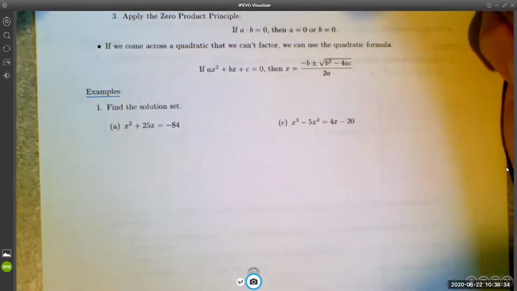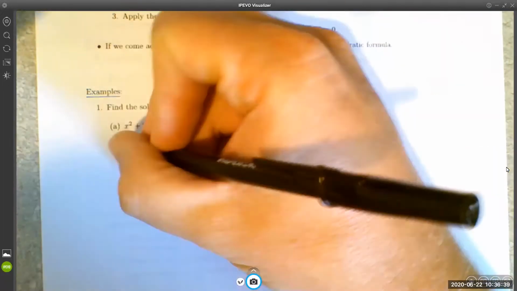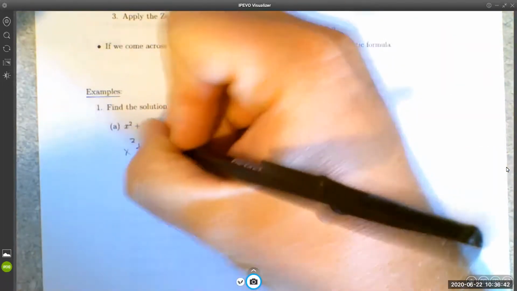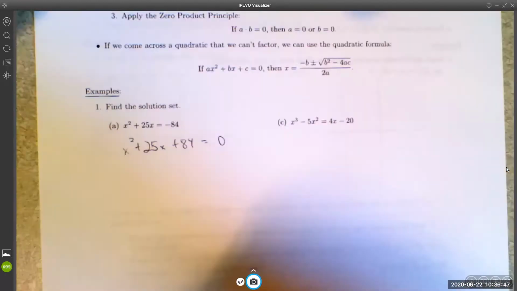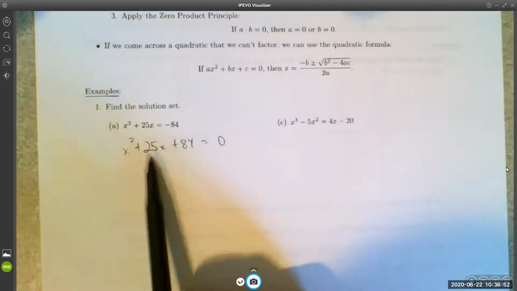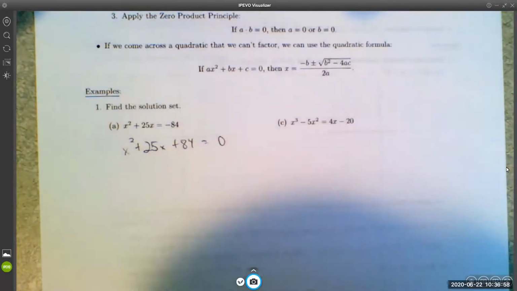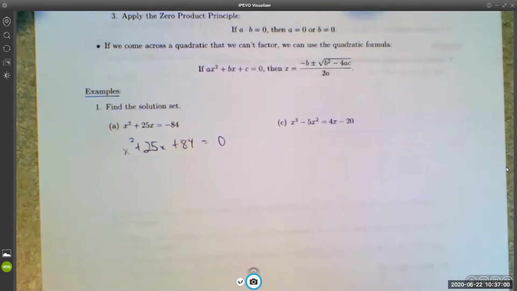So we deal with them by factoring. That's the strategy. So let's move the 84 over. And then we try to factor. So to factor this, we'd have to think of two numbers that multiply to be 84 and add up to be 25. Can we do it? Oh man, 84 is what? 7 times 12. Is that right? 7 times 12 is 84. 12 plus 7, though, is not 25. Can we get closer?